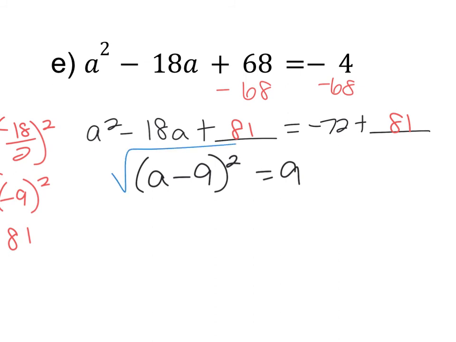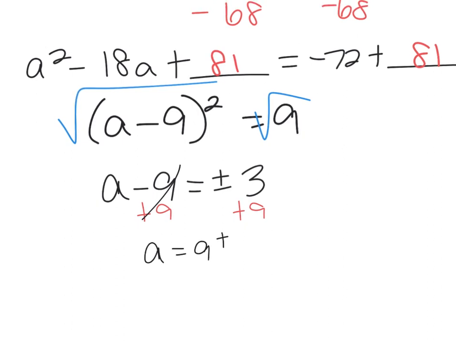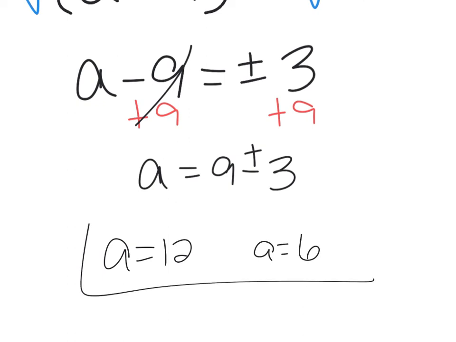All right, go ahead and take the square root of both sides. So I have a minus 9 equals plus or minus, what's the square root of 9? Just 3. Okay, let's add 9, those cancel. So a equals 9 plus or minus 3. So let's go ahead and work it out. 9 plus 3 would give you 12. 9 minus 3 would give you 6.